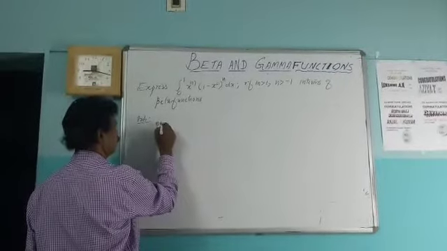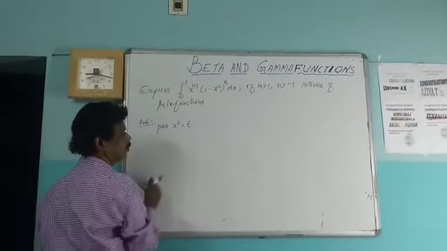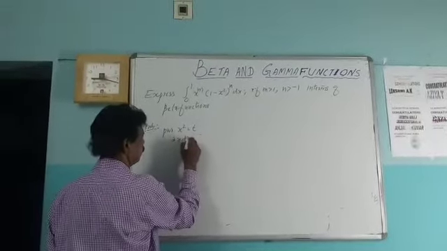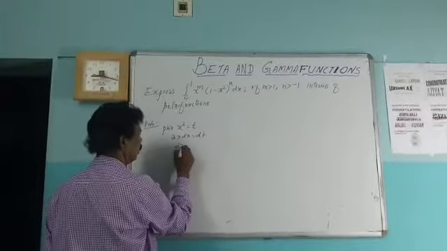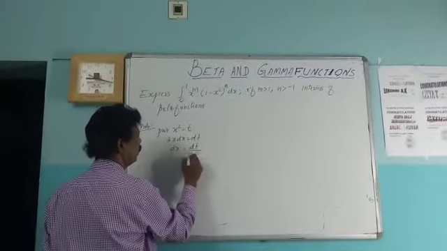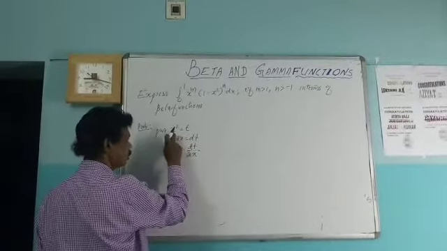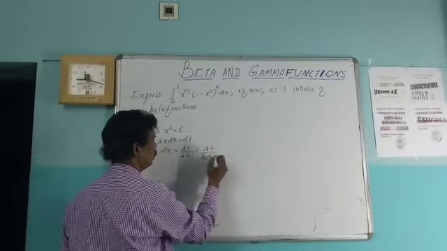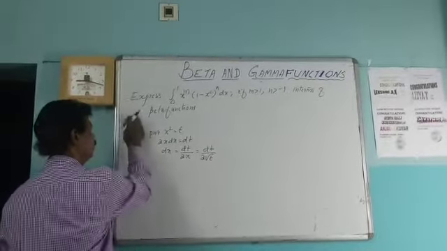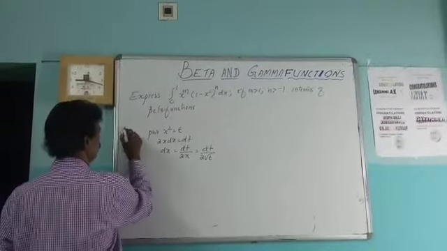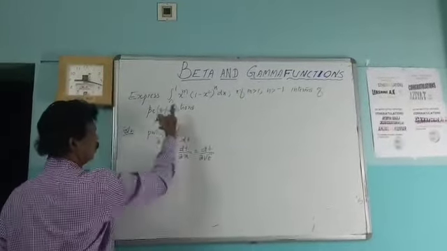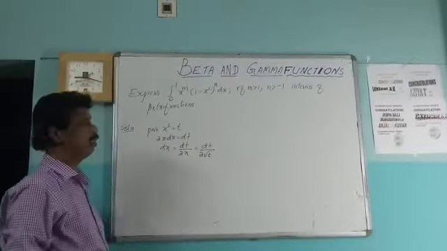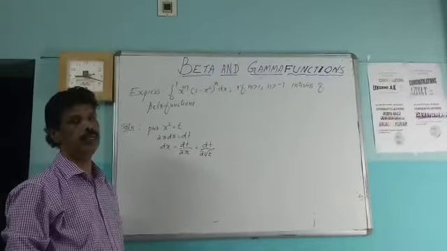Solution: put x square equal to t. Then 2x dx is equal to dt. So we can write dx equal to dt by 2x. But x square equal to t, so this is equal to dt by 2 root t. That is, dx is equal to dt by 2 root t.